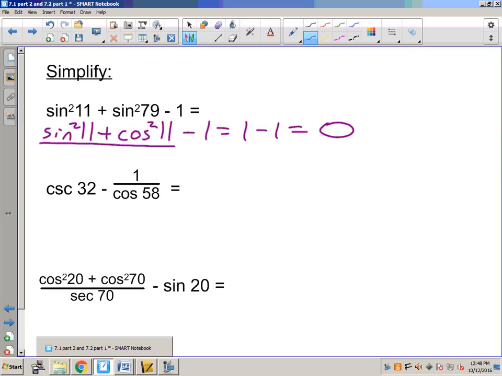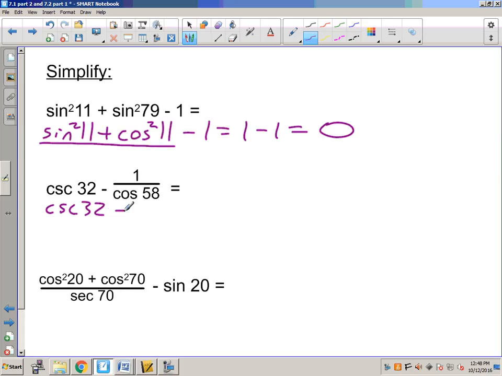All right, let's do another one. Now, this one here, not sure exactly what to do first. I could get rid of this fraction, I suppose. Instead of talking about 1 over the cosine, what can we call that instead? Secant. Why don't we start there?